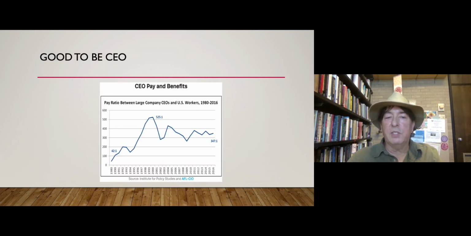If you look at the pay ratio between CEOs, corporate executives, and U.S. workers, you see that it starts out in 1980 at 42 to 1. It rises by the early 2000s up to more than 500 to 1. It's an enormous increase. Then it moderates a bit, but still by 2016, it's 347 to 1 compared to, again, in 1980, 42 to 1.